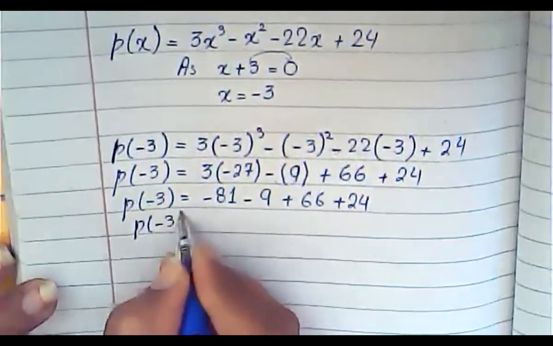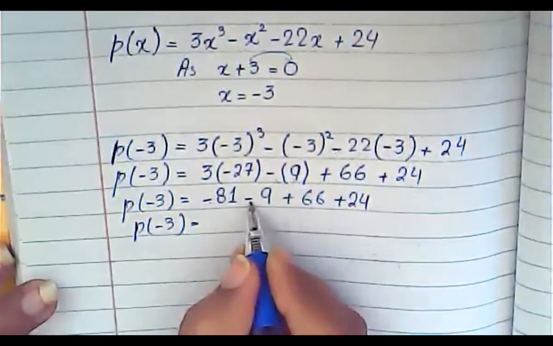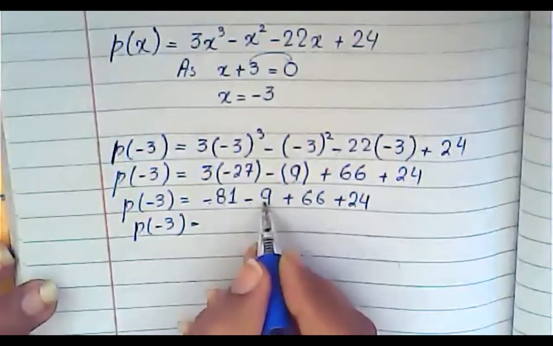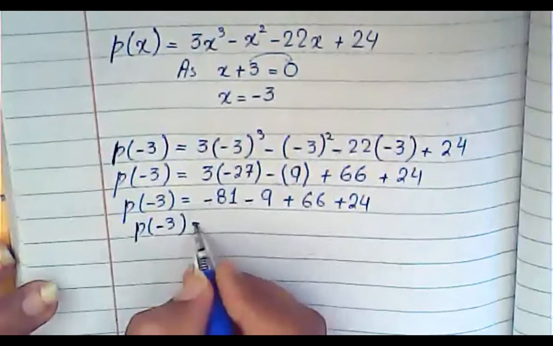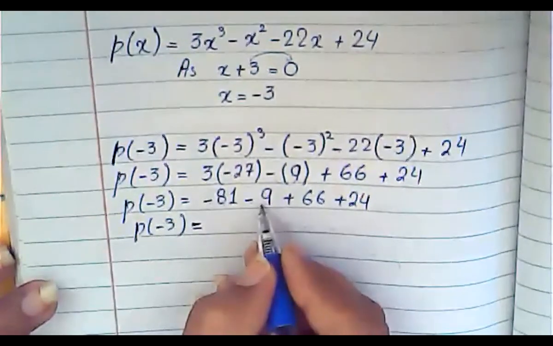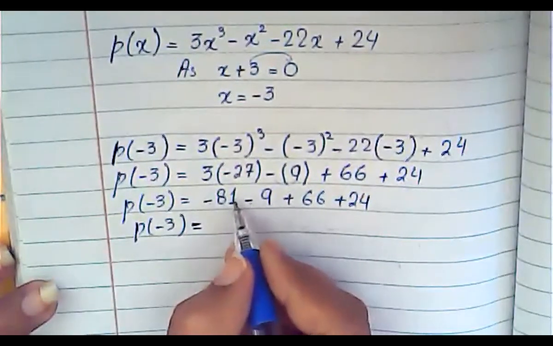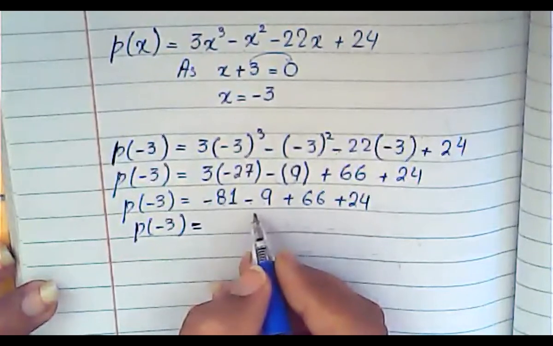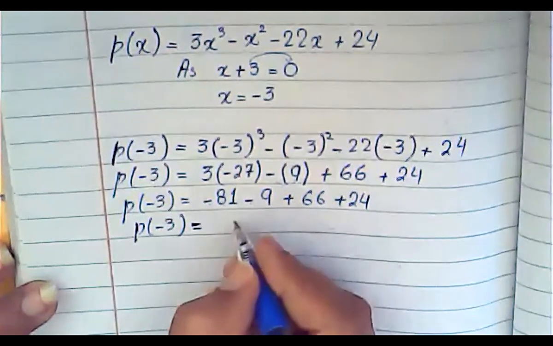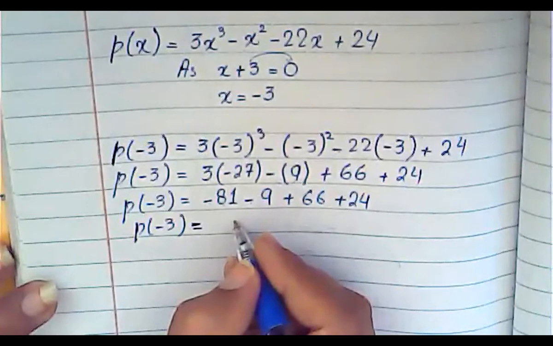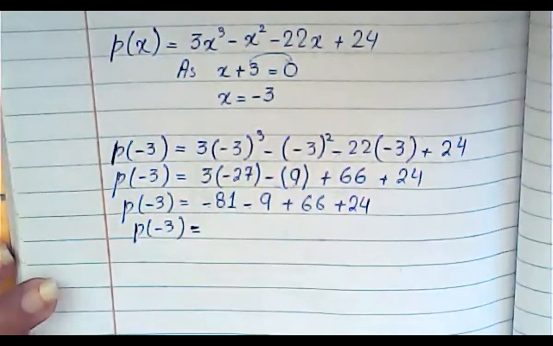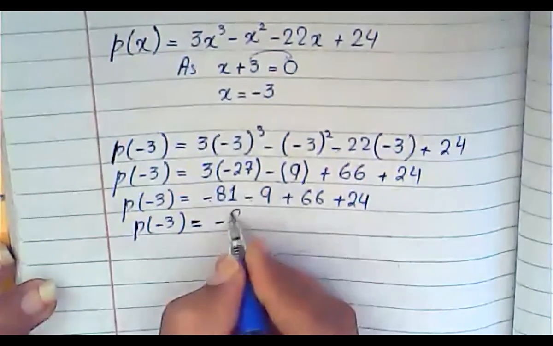P minus 3. Okay, minus minus क्या हो जाएगा? Plus. So 81 plus 9. What will be the answer? 81 plus 9. Minus minus is plus. So 81 plus 9 will be 90. Yes, answer will be minus 90.